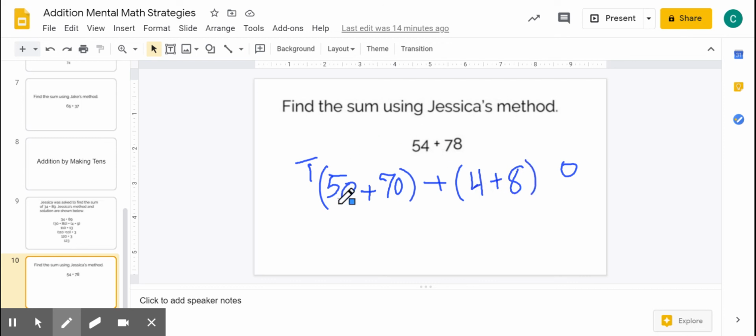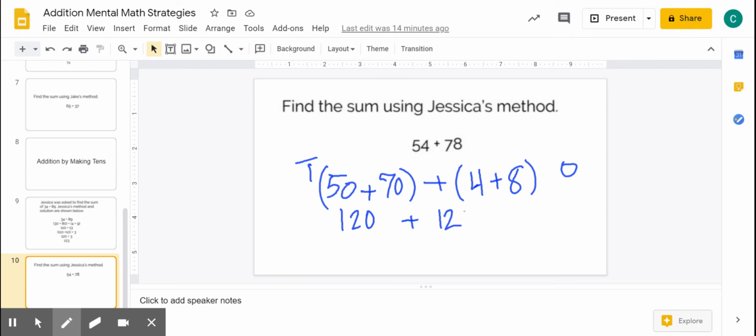Next, I am going to add 50 plus 70. 50 plus 70 gives us a sum of 120. I got 120 because I added 5 plus 7. 5 plus 7 gives me 12. 0 plus 0 gives me 0. Then I will add 4 plus 8. 4 plus 8 gives me 12. But from the number 12, I notice I can get a friendly number of 10.